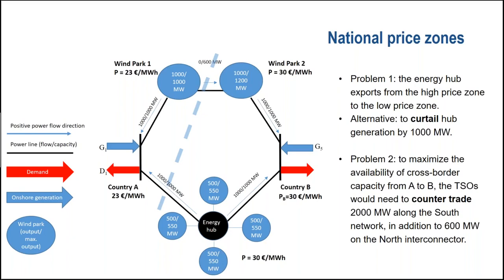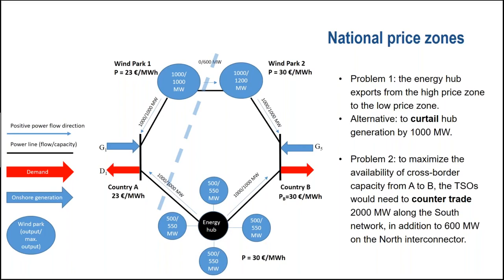At the hub, the situation is a bit more complex. There also needs to be curtailment there, but even though the hub is in the zone of country B and it receives the price of country B, it cannot send all its power to country B. Half the output has to be sent to country A. This leads to a problem, namely that now we see an export from a high price zone to a low price zone.